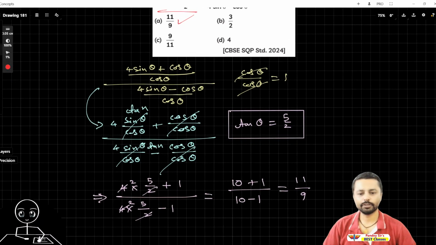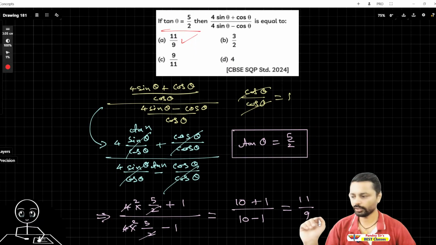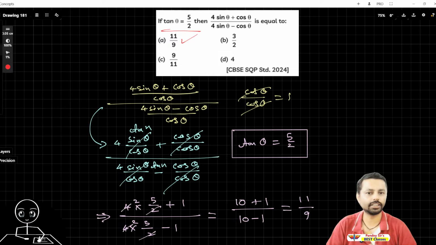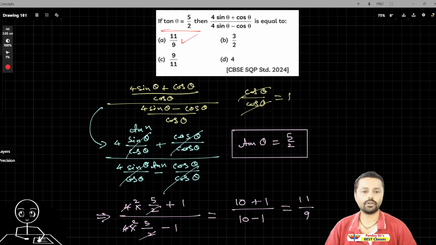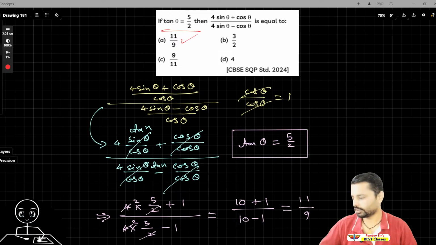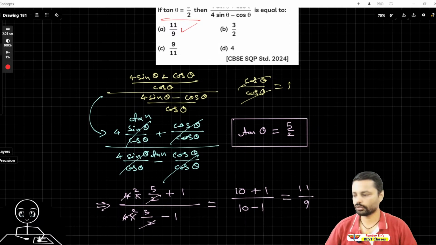Take a look. If you want, take a screenshot. If you have any doubt in this one, you can still ask me. Very good, Rishwita, you got 11 by 9. Yes, that's correct. Now let's do the next PYQ, previous year question. This question was asked in 2023. Let's see, can you solve it?